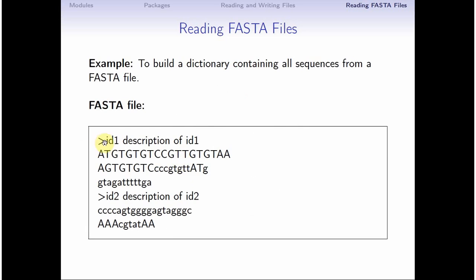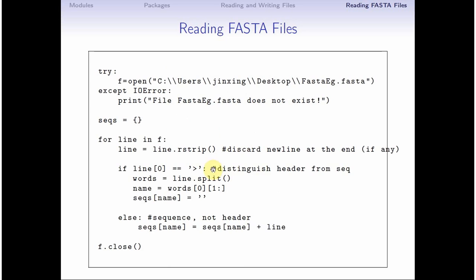So if this happens, what will it do? It distinguishes the header. Remember, hashtag is a comment. So you want to print out, but next time when you read the function, you write it again, because sometimes you forget. So you write this to note what is happening. Words equals line.split. So you split into a list of different parts.